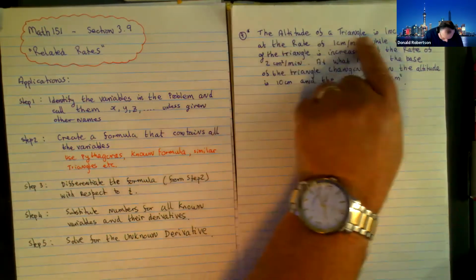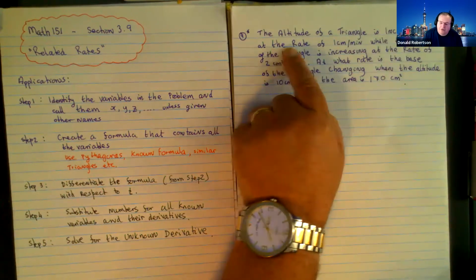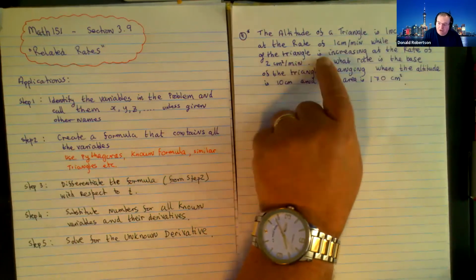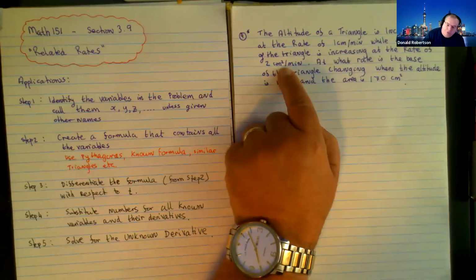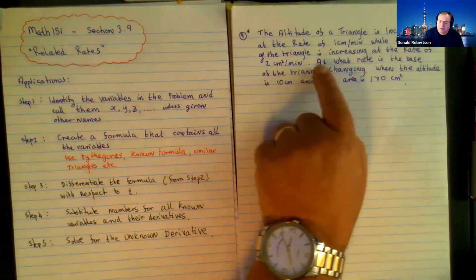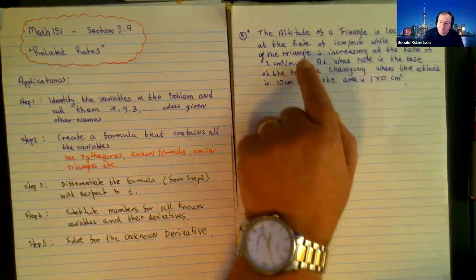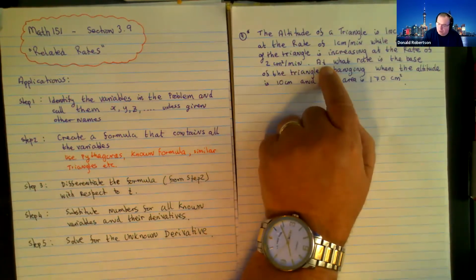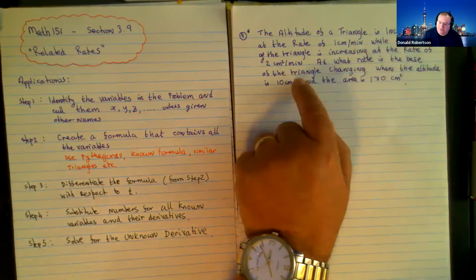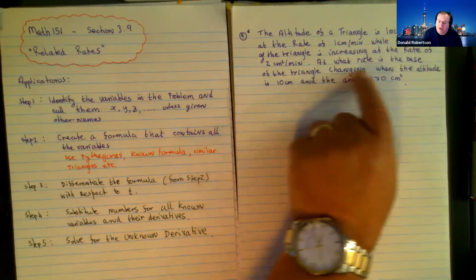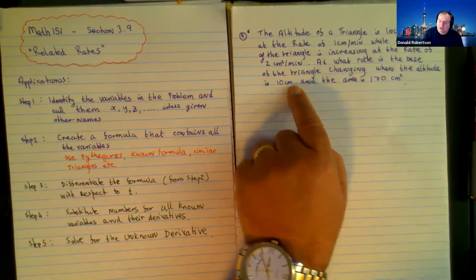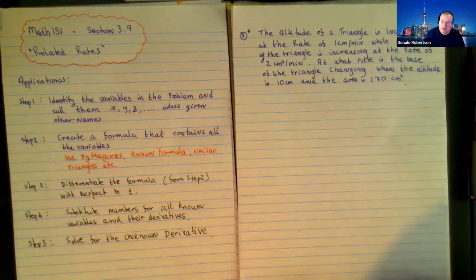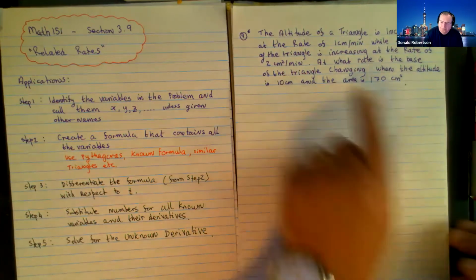The altitude of a triangle is increasing at the rate of 1 centimeter per minute, while the area of that triangle is increasing at the rate of 2 square centimeters per minute. The units are to keep the engineers happy, but really the 1 and the 2 are important for me. Then we have the question, at what rate is the base of the triangle changing when the altitude is 10 centimeters and the area is 170? So that's pretty much everything we need to know is tied in here.